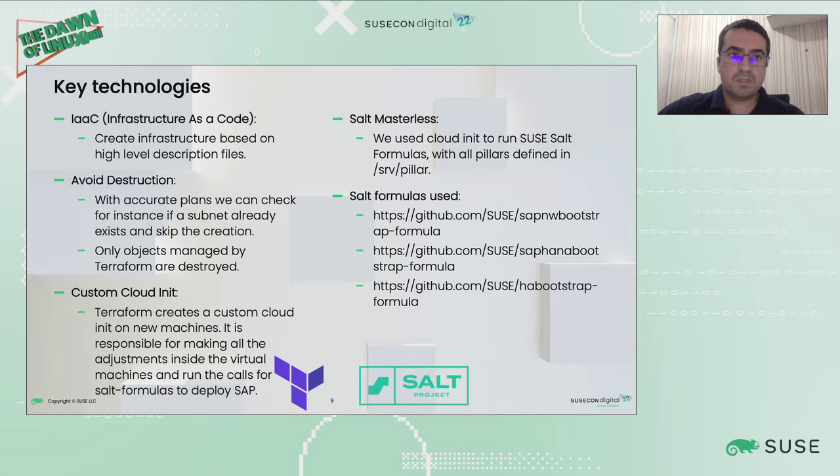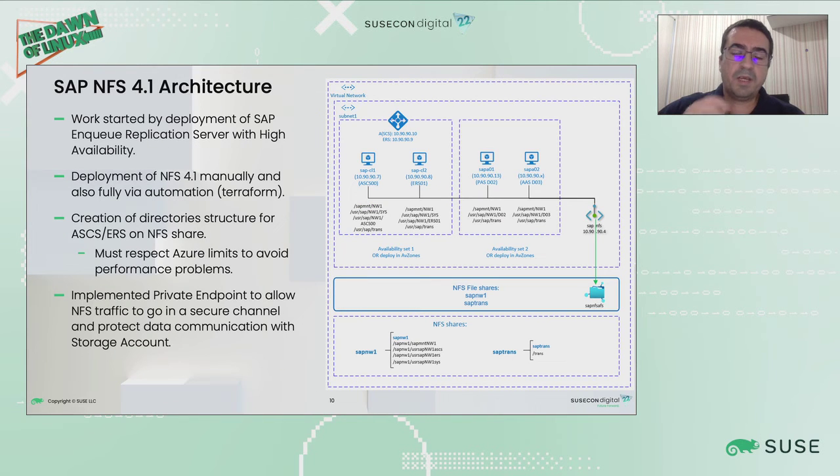from the Salt formulas. The architecture proposed for the SAP Enqueue replication server in high availability requires the availability of an NFS server using version 4.1.